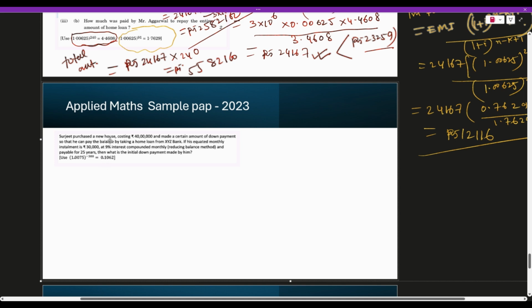Sujit purchased a new house costing this and made a certain amount of down payment so that he can pay the balance by taking a home loan from XYZ bank. If his equated monthly installment is this at 9% interest compounded monthly and payable for 25 years, then what is the initial down payment made by him?